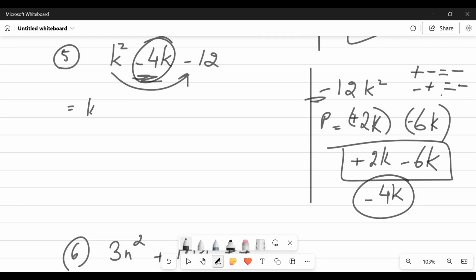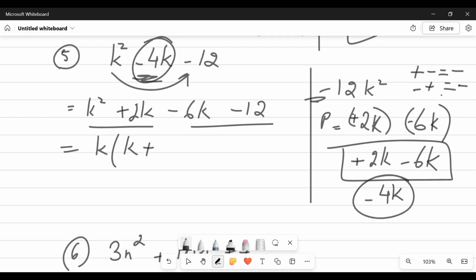So how to solve it? K square and minus 12. First and last, write down as it is. Now plus 2k minus 6k. Make pairs. Is k common? K inside. Why k inside? Because k squared and k we are dividing it. And here also we need to divide. So k cancel, we're left with 2 minus. Here it's a minus sign. So here also minus sign will come.